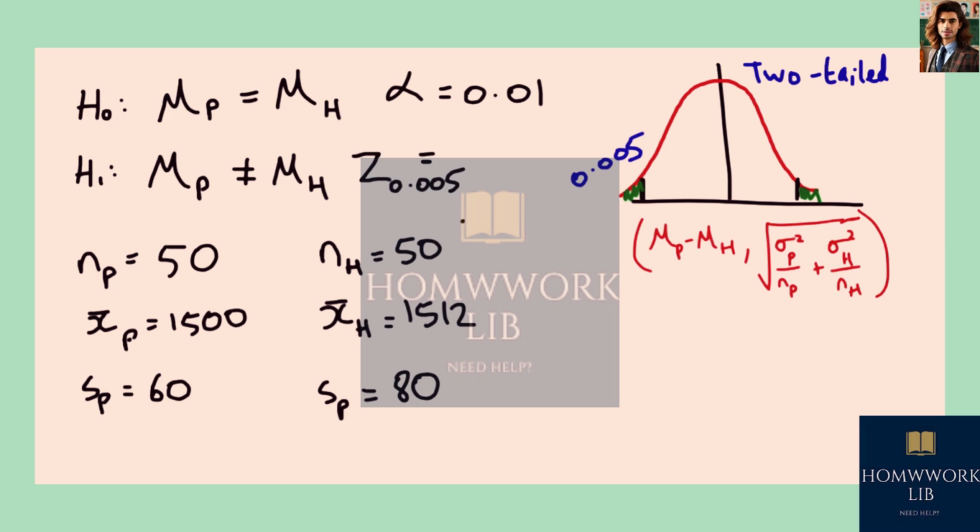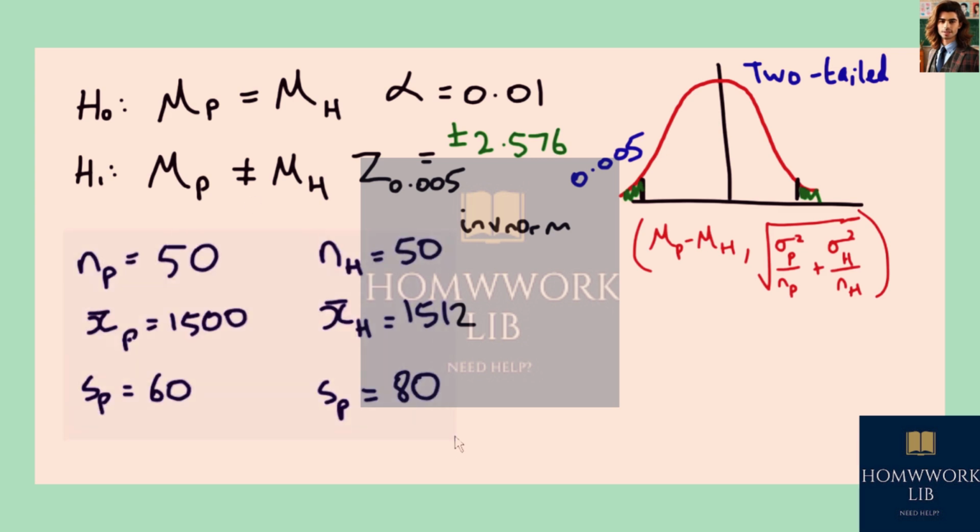You may have a table of these. If not, use the inverse normal function. The critical value is plus or minus 2.576 to 3 decimal places. Now I'm going to compare that to the test statistic. That's basically the z-score of our difference. It will tell me where on this curve it falls.